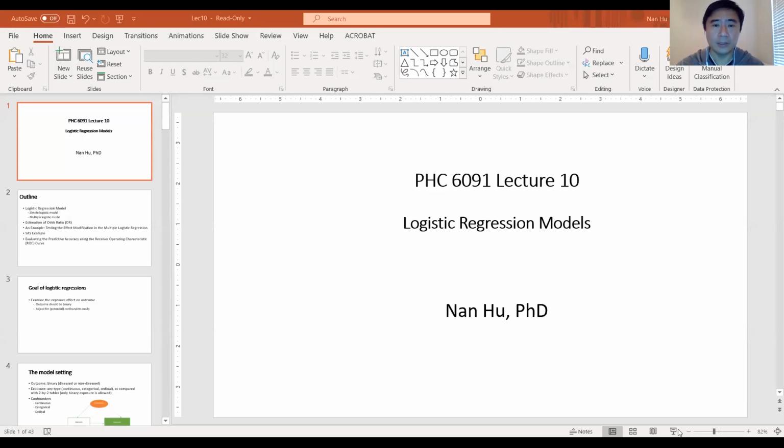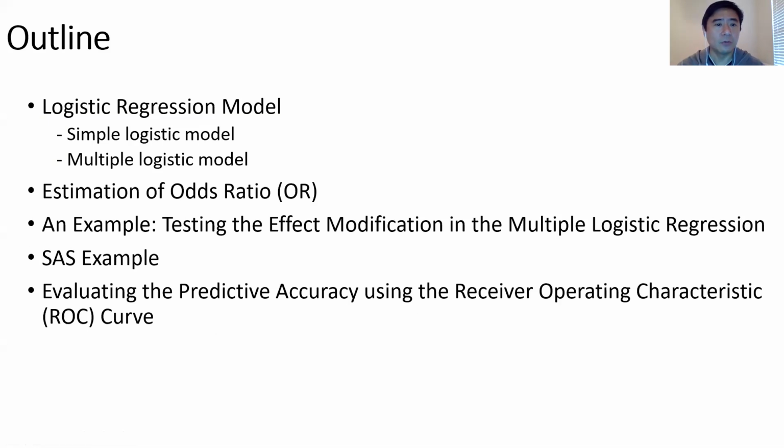And here's the outline. I'm first going to introduce the model specifically using the mathematical equations. This includes two models, simple logistic regression and multiple logistic regression. If you remember, we talked about simple linear regression, which is linear regression with only one predictor variable, or one independent variable. And the multiple regression model will include more than one, that means two or more independent variables as the predictors.